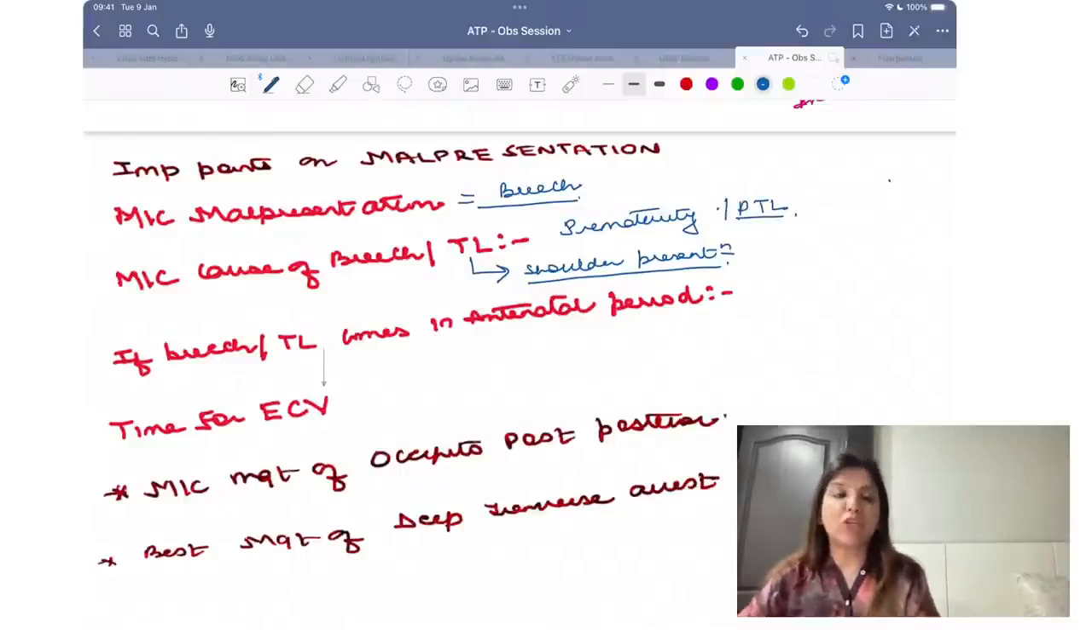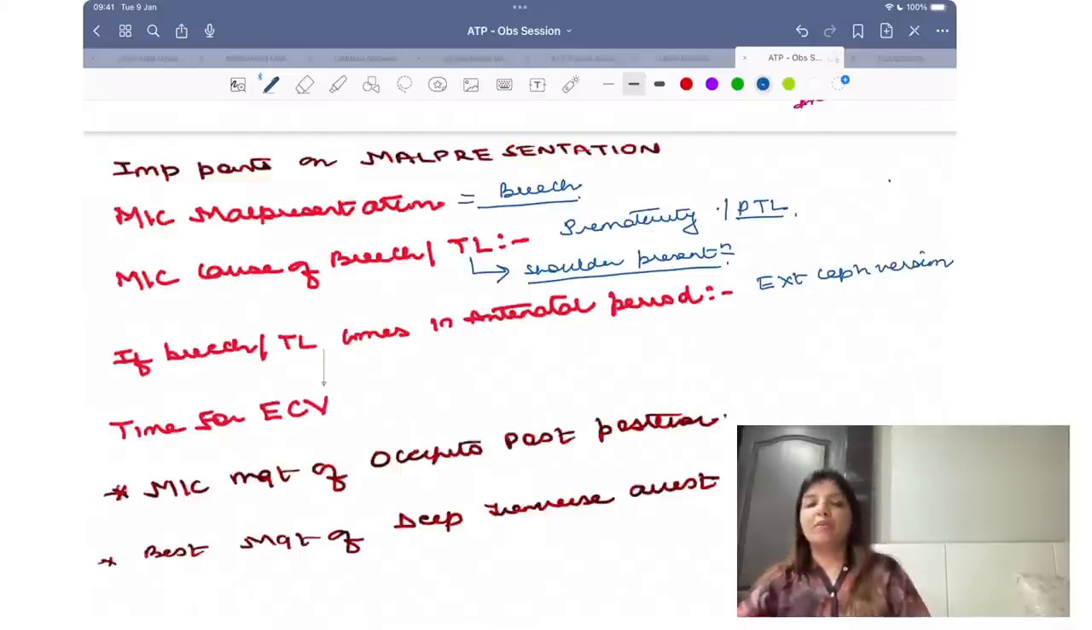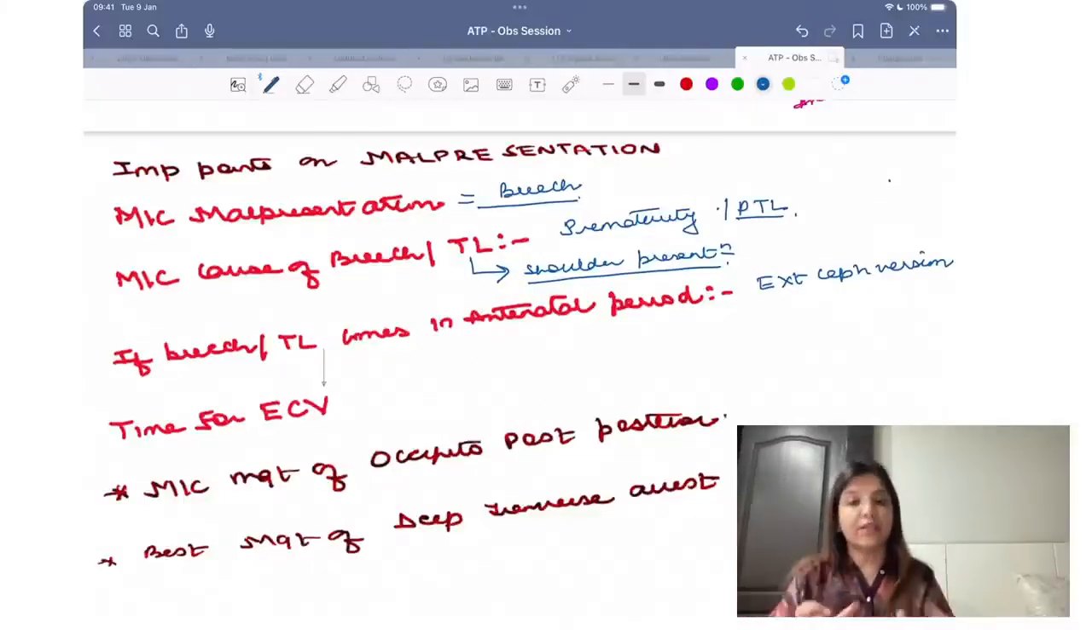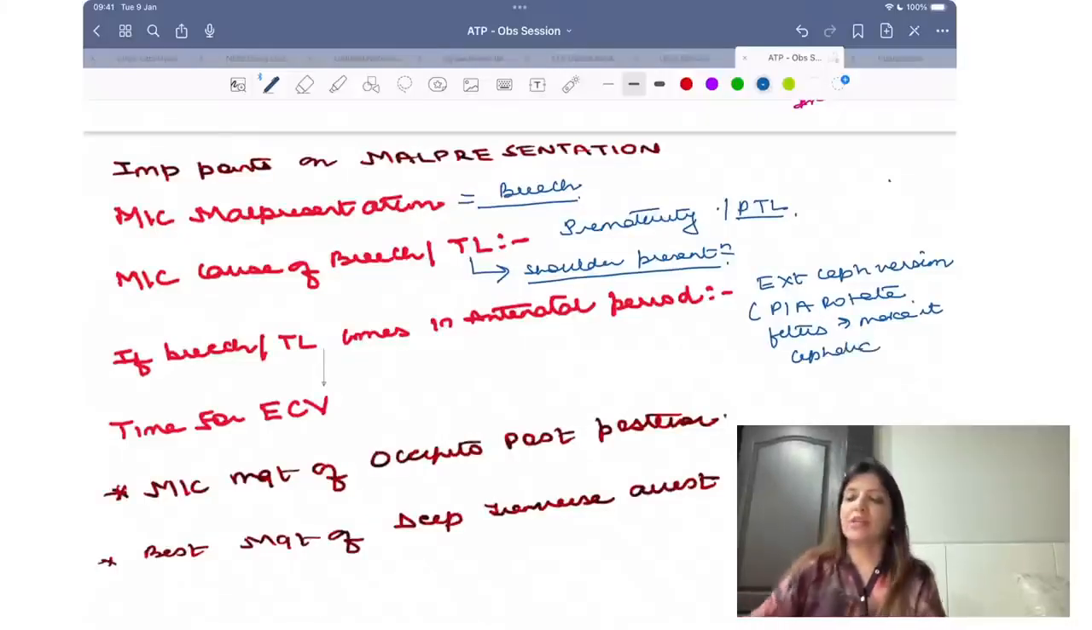Now, whenever a breech patient or transverse lie patient comes to us in antenatal period, I have to try external cephalic version. What do you mean by external cephalic version? External का मतलब per abdominally I will rotate. So, per abdominally I will rotate the fetus and we will make it cephalic. That is what is meant by external cephalic version, right?